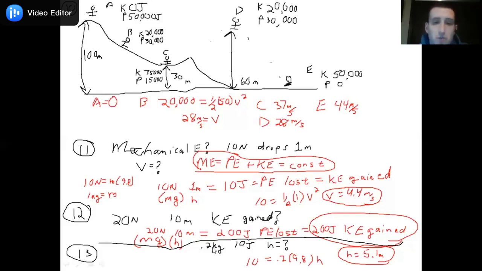So 200 grams is 0.2 kilograms, so we need 10 joules of potential, and we want to know the height, so 10 joules of potential equals mgh, where the m is 0.2. We had to convert our grams into kilograms there. So we got 0.2 times 9.8 times.